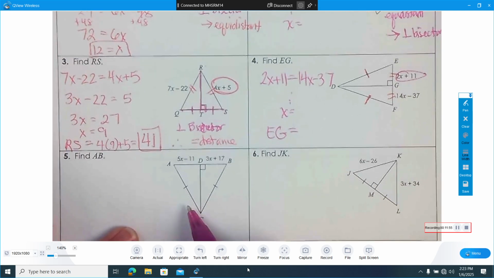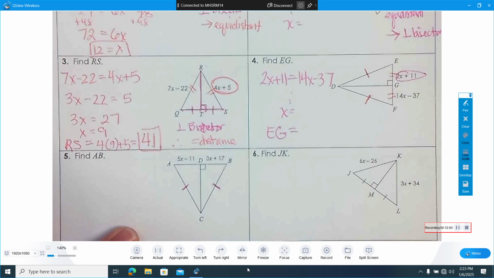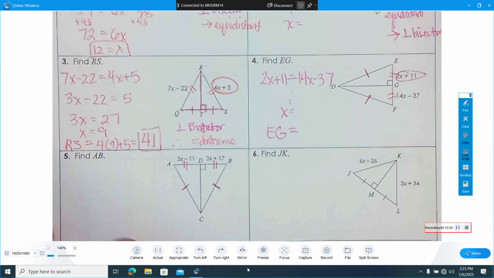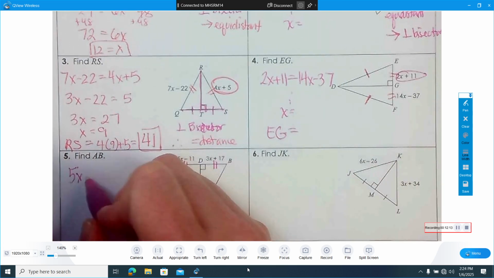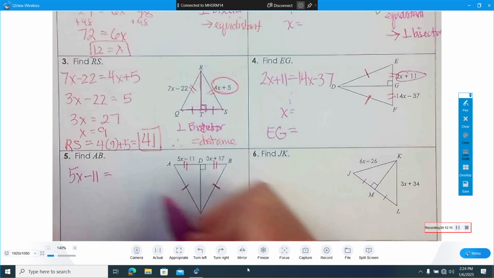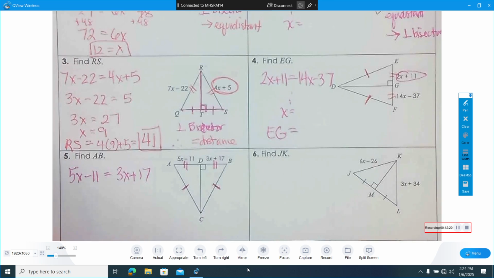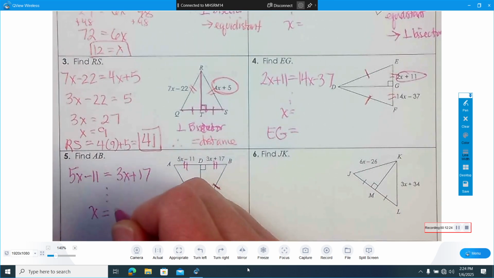All right. Number 5, once again, the wires holding up my pole are congruent. Then we must also be on a bisector, a perpendicular bisector. So what equation would we write? Mm-hmm. 5x minus 11, good, equals 3x plus 17. They are, in fact, equal. All right, if we solve for x, we would get 14. And I'm just going to jump through that.